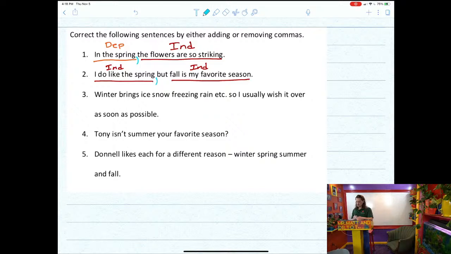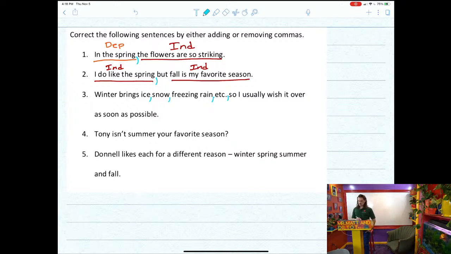Number three, winter brings ice, snow, freezing rain, etc. So I usually wish it over as soon as possible. So we have winter brings ice, comma, snow, comma, freezing rain, comma, etc. Remember, etc. is occurring mid-sentence, so we need to surround it with commas as well. So I usually wish it over as soon as possible.